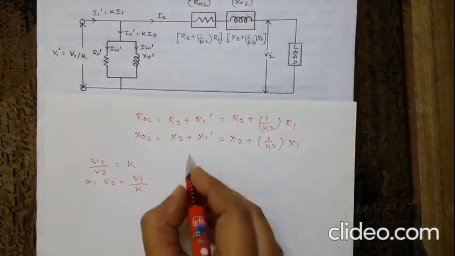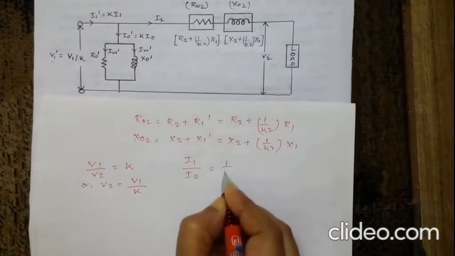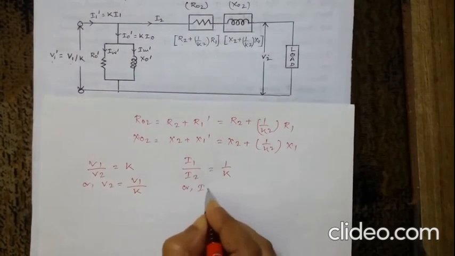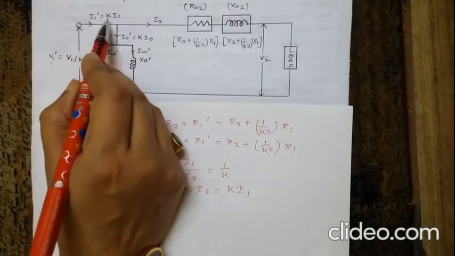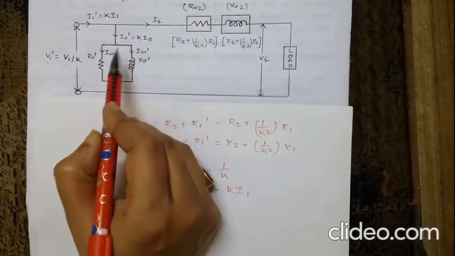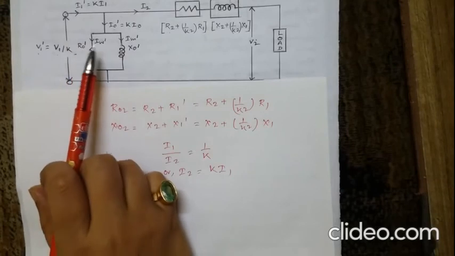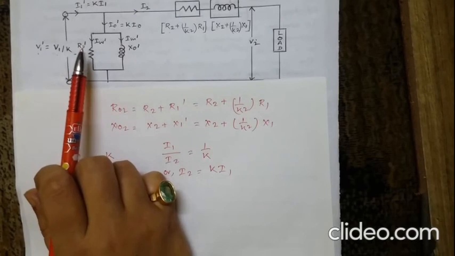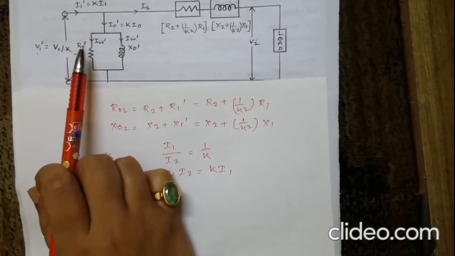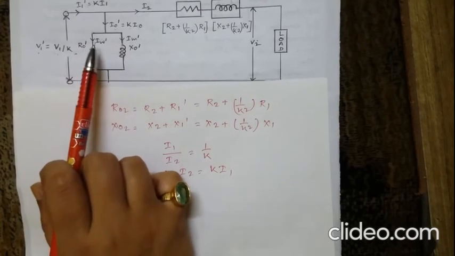And from the impedance transformation we can also write I1 by I2 equal to 1 by K, or I2 equal to K I1. So I2 equal to I1 dash is equal to K I1. Similarly, I0 dash equal to K I0, and R0 dash is equal to 1 by K square R0 and X0 dash is equal to 1 by K square X0. Since in a transformer the magnitude of I0 is very low, we can neglect the magnetizing branch for simplicity.